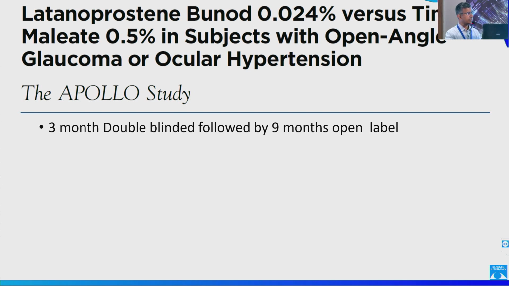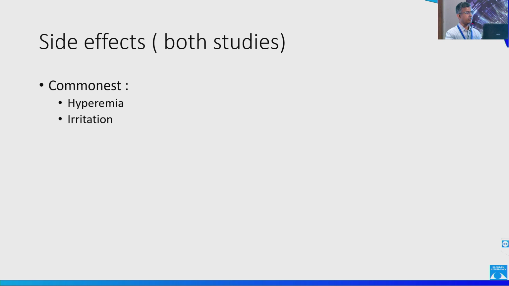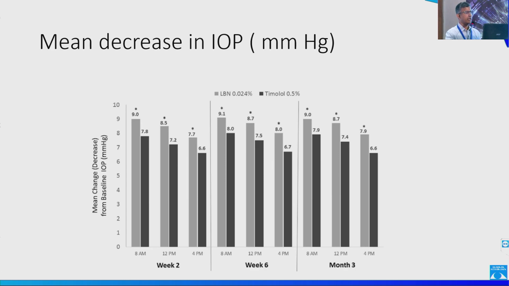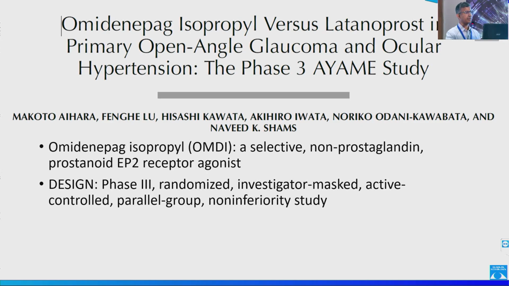So in the Apollo study, which was a 3-month double-blind study followed by a 9-month open-label study, you again found hyperemia and irritation as the commonest side effect. And the mean decrease in intraocular pressure was between 8 to 9 millimeters of mercury at 3 months, as compared to between 6.5 to 8 millimeters of mercury with timolol. So a little higher intraocular pressure reduction as compared to timolol, and a fairly reasonable safety profile except for the hyperemia.